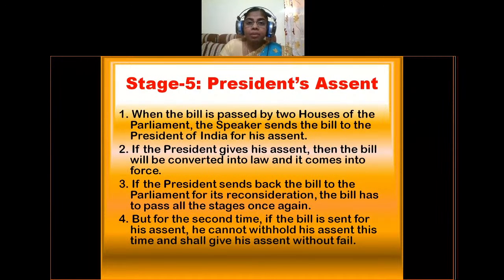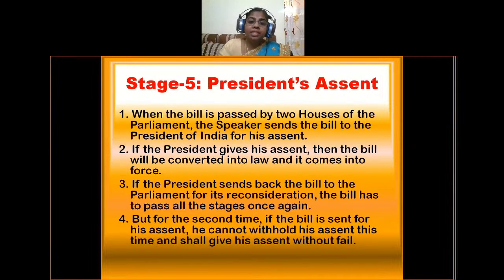So who sends the bill? The Speaker of the Lok Sabha will send the bill to the President of India for his signature. If the president gives his assent, then the bill will be converted into law and it comes into force. So if the president, without any hesitation, without any modifications, without any reconsideration, agrees to sign or give his assent on the bill, then there will be no problem. That means the bill is converted into law.